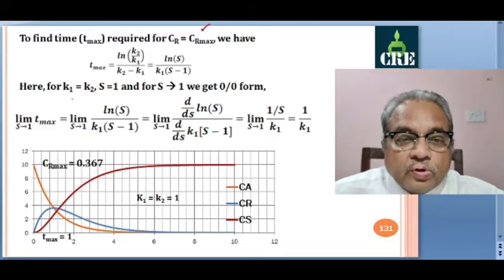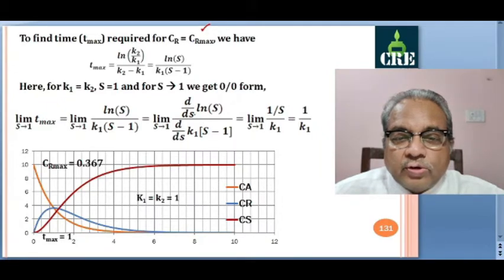Okay. So for k1 is equal to k2, s is equal to 1, and here s is equal to 1 means ln of 1 is 0, 1 minus 1 is 0, so we get 0 by 0 form. So again we take limit s tends to 1, write the numerator and denominator, and that is equal to derivative of numerator divided by derivative of denominator.